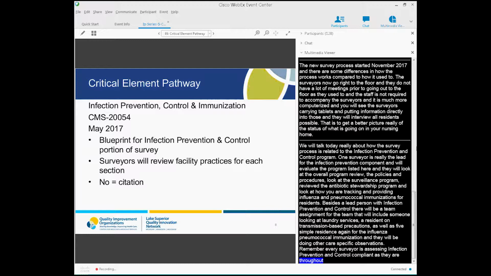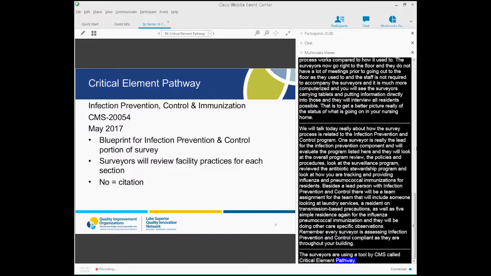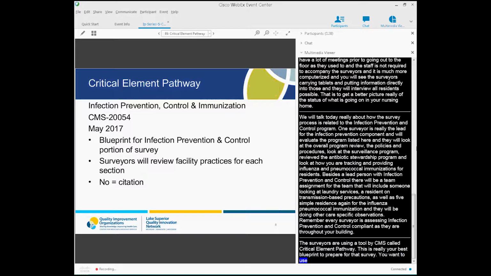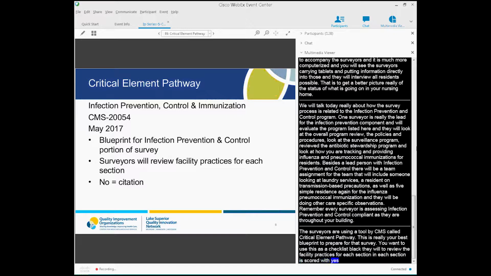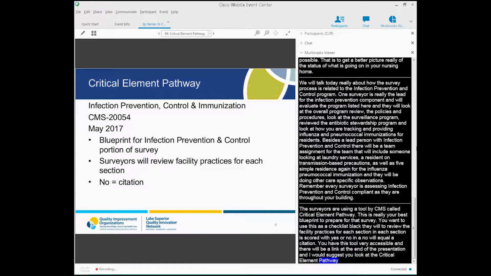So the surveyors are using a tool provided by CMS called the Critical Element Pathway. This is really your best blueprint to prepare for that survey. You want to use this as a checklist, just like they will, to review the facility practices for each section, and each section is then scored with a yes or a no. A no will equal a citation. So you have this tool very accessible to you. There'll be a link to it at the end of the presentation. I would suggest that you look at that Critical Element Pathway, and it will really provide your checklist to prepare.